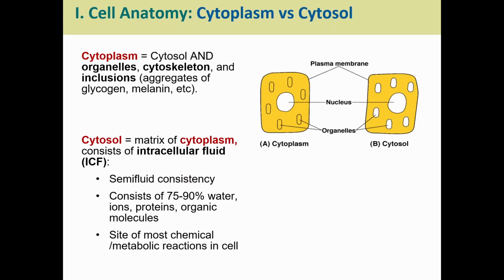We get to cytoplasm versus cytosol. Again, this one's pretty straightforward. Cytoplasm is everything inside the cell. Cytosol is just the fluid, right? It has a semi-fluid consistency, so it's a little bit thicker than water, even though it does have a lot of water in it. We're looking at 75 to 90% water. Ions, proteins, organic molecules, but still going to be a little bit thicker. And this is going to be where a lot of different reactions occur. They're going to occur in that cytosol.